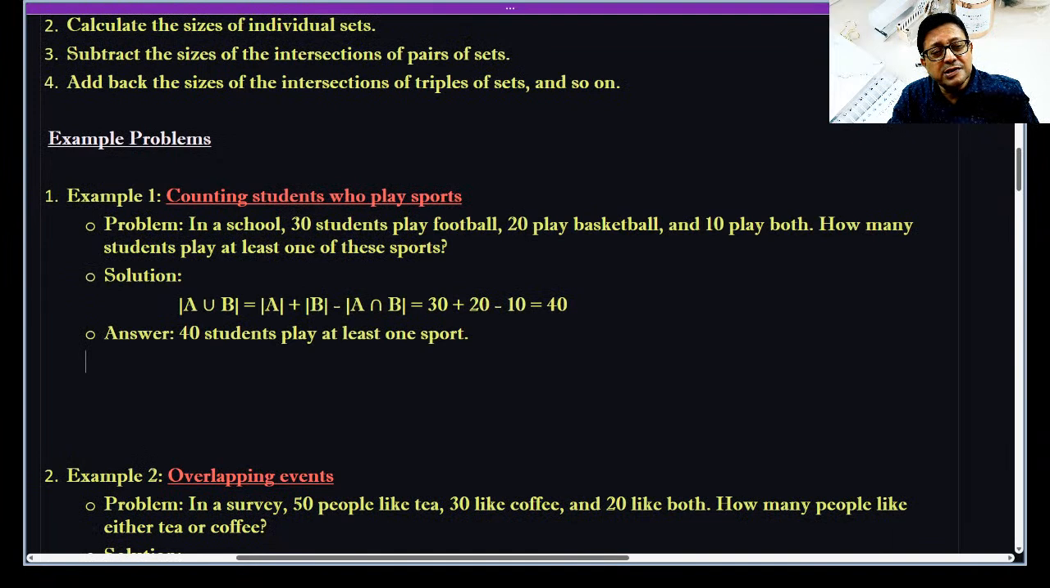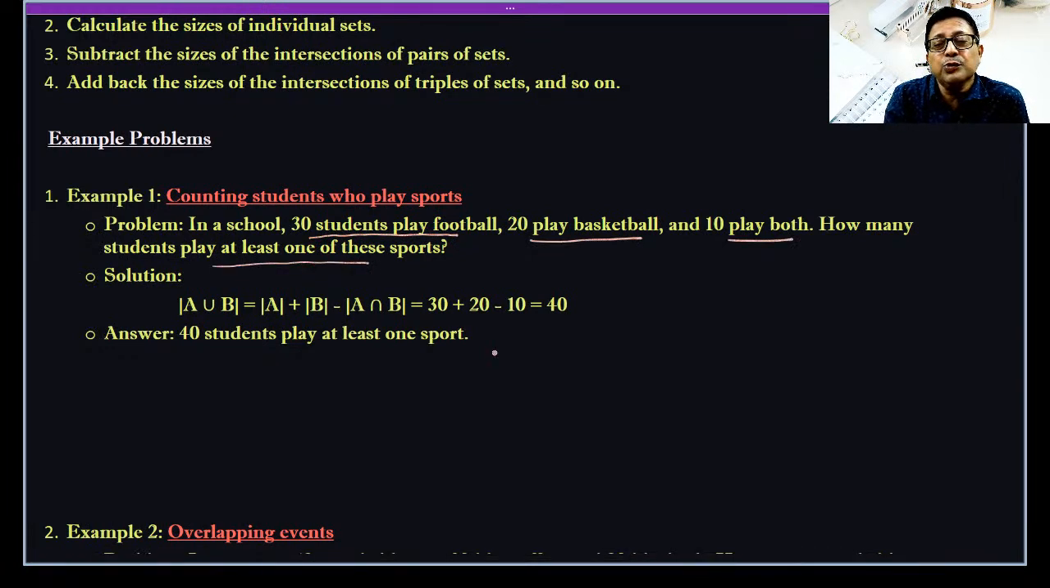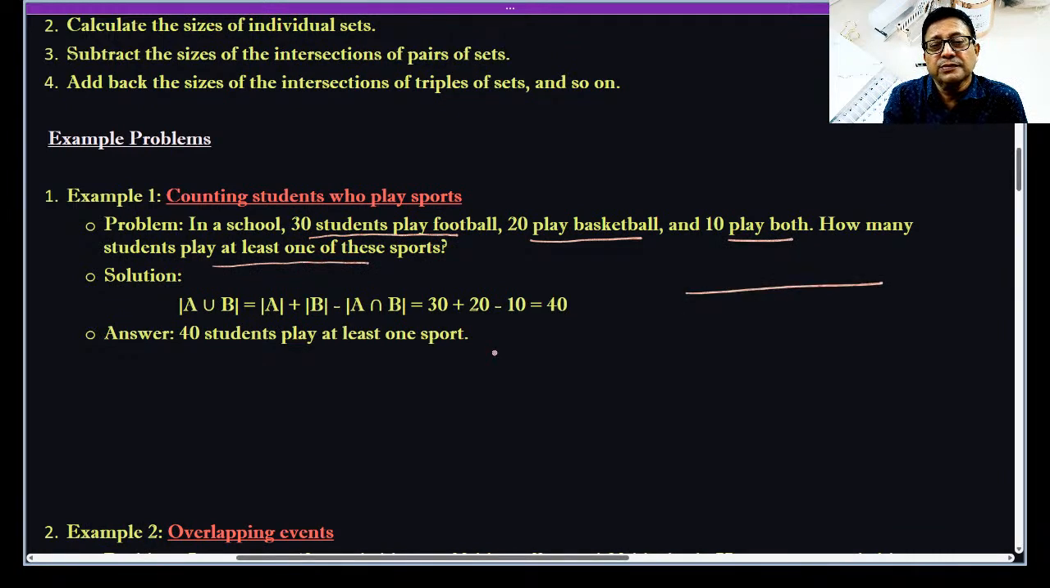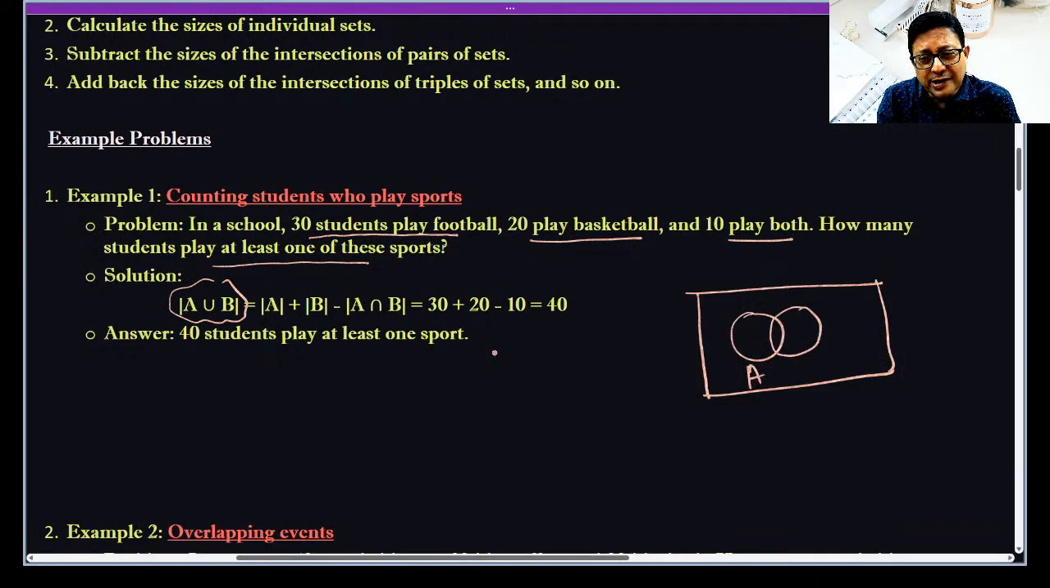Counting students who play sports. In a school, 30 students play football, 20 play basketball, 10 play both. How many students play at least one of the sports? You can use the formula directly. Cardinal number of this thing is required. I am drawing the Venn diagram. They have asked you to find this part.